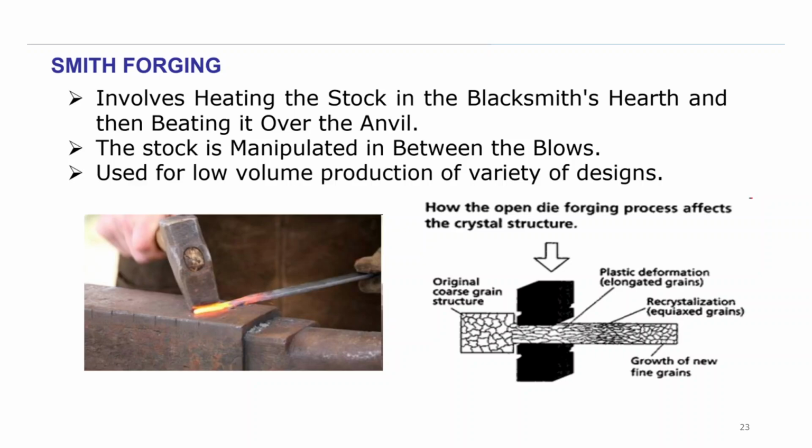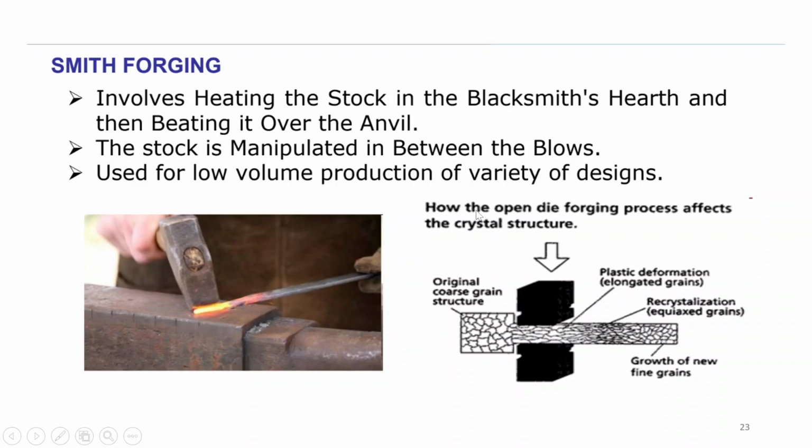Okay, so smith forging involves heating the stock in the blacksmith's hearth and then beating it over the anvil. The stock is manipulated in between the blows and used for low volume production of a variety of designs.